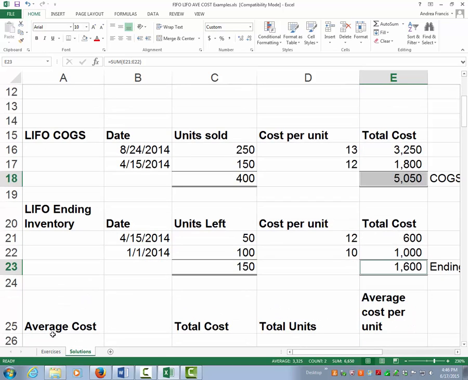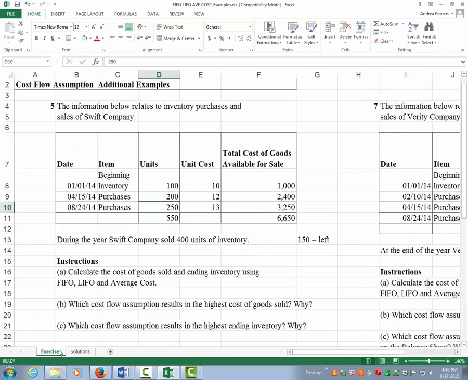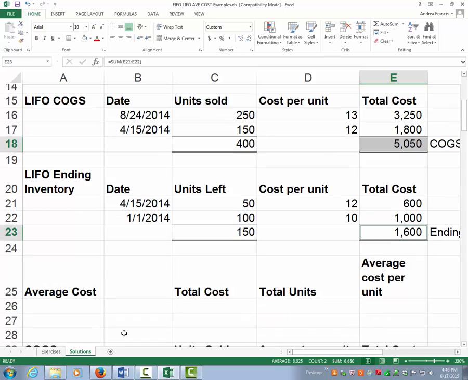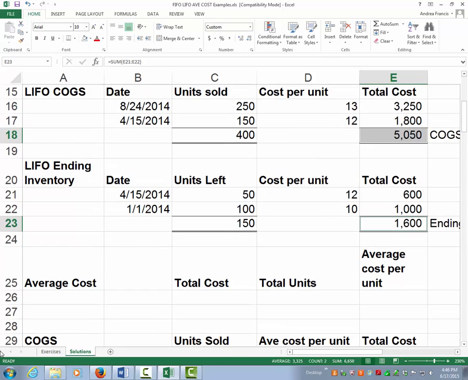The final piece that we have to look at here is average cost. Now, average cost doesn't depend on dates like LIFO and FIFO. In fact, average cost is slightly simpler than LIFO and FIFO. We have 3 steps in our average cost calculation. The first step is where we actually try to figure out what the average cost is per unit of inventory that we have.